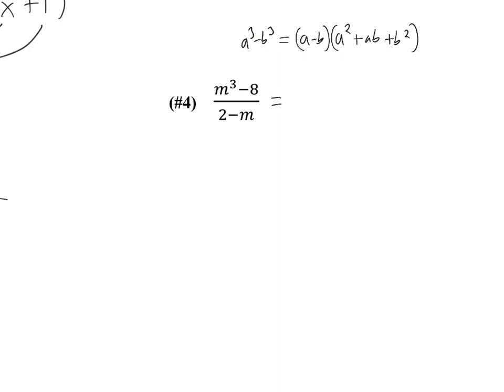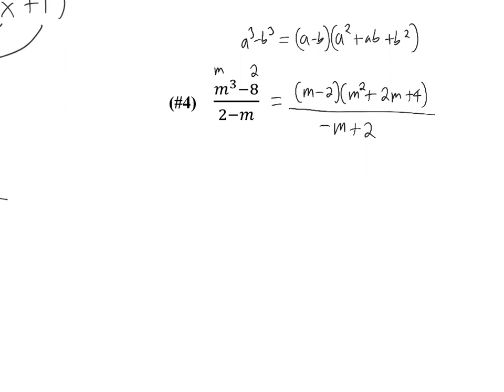So let's go ahead and factor this now. The cube root of m to the third is m. Cube root of 8 is 2. So we're going to have m minus 2 times m squared plus 2 times m, which is 2m, and then 2 squared is 4. That's all over 2 minus m. Actually, you know what? I'm going to rewrite this. I'm going to write negative m plus 2, and you'll see why in a second here. Okay, I'm going to rewrite it as negative m plus 2.